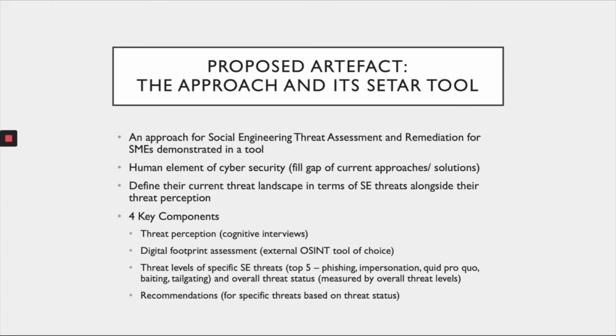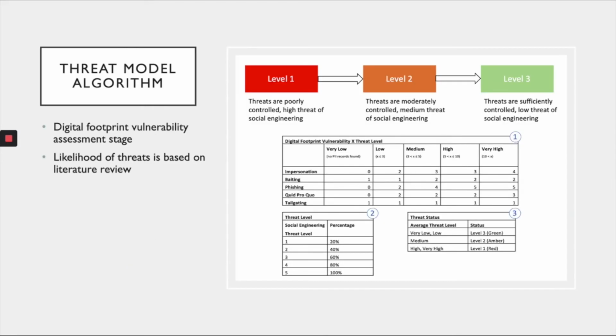So after the threat perception and the digital footprint assessment part have been done, this data then inputs into the tool and shows an output. And I will go through this a bit later when I demonstrate the tool. So here shows the threat model algorithm, which has been used for the digital footprint vulnerability assessment stage.